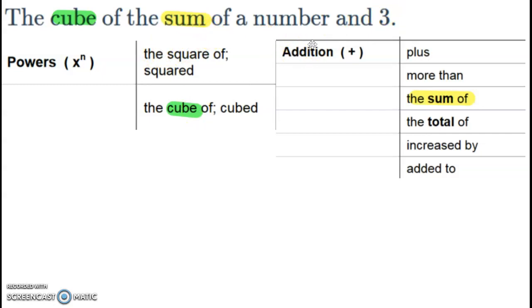It's not the cube of a number or the cube of 3. You're doing the cube of the sum of the number and 3. So you do the number and 3 first and then raise it to the third power. x plus 3 raised to the third power, and you got to put it in parentheses.